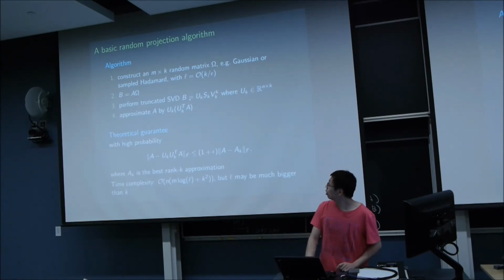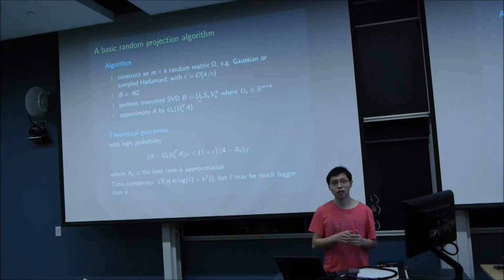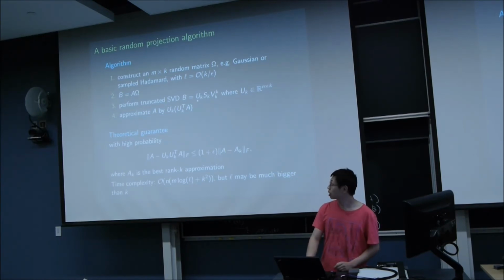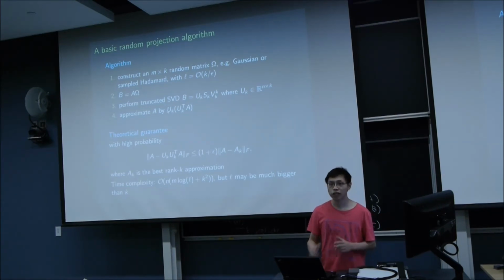Finally, assume U_k is just the k principal components of B. Now we approximate A just by U_k times U_k transpose times A. Because U_k has only k columns, this product has only k rows. So it's a rank-k approximation.